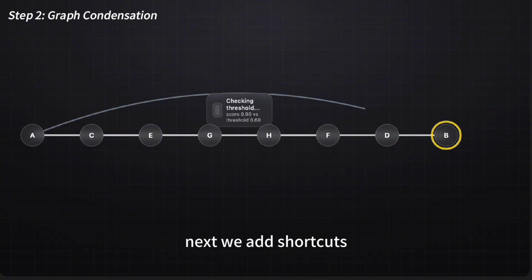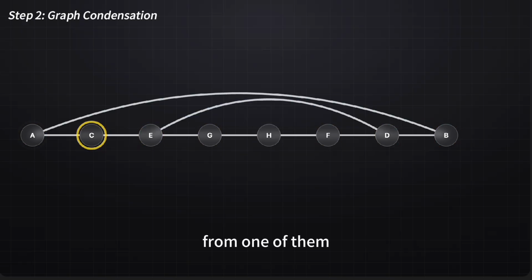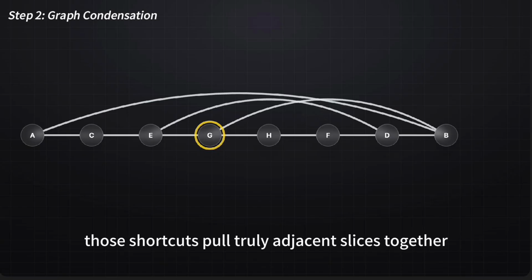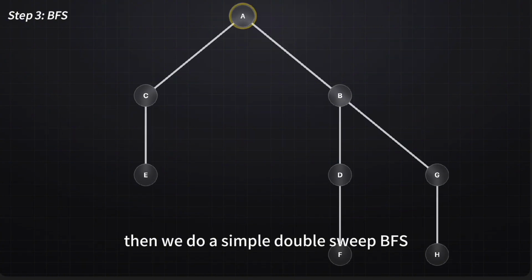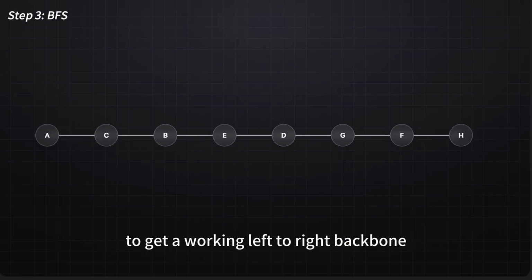Next, we add shortcuts. We find two nodes that are farthest apart in the current graph. From one of them, we compare to all nodes and add every link above the threshold. Those shortcuts pull truly adjacent slices together in the graph. We repeat this 2 to 3 times. Then we do a simple double sweep BFS through the improved graph to get a working left-to-right backbone.